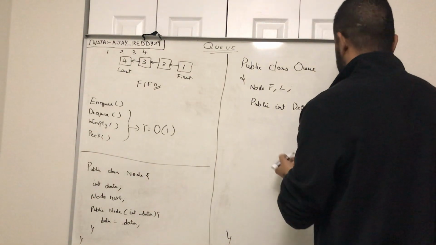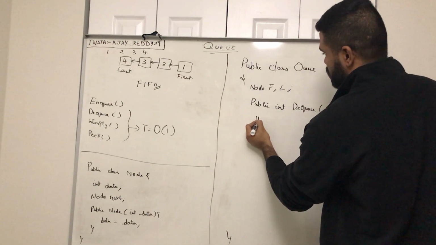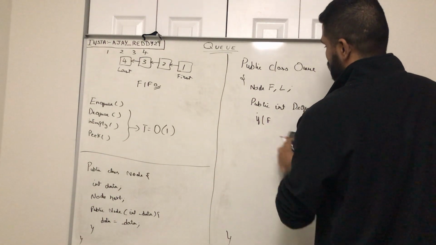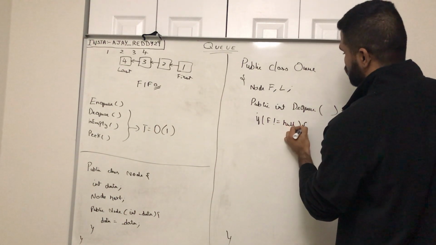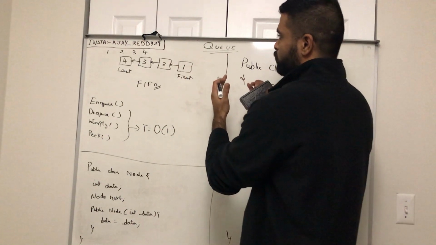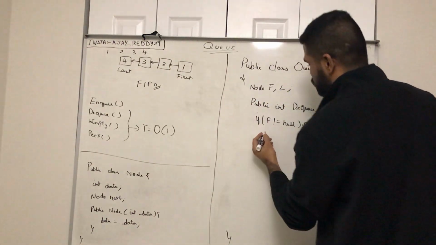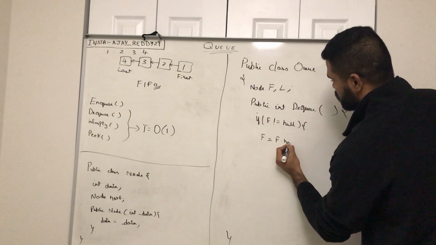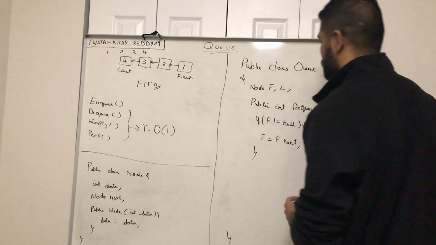So let me write this here. If first is not null, I'm just checking if q is not empty. So if first is not null, then I have to move the first pointer to its next pointer. So for that I will just do f is equal to f dot next.